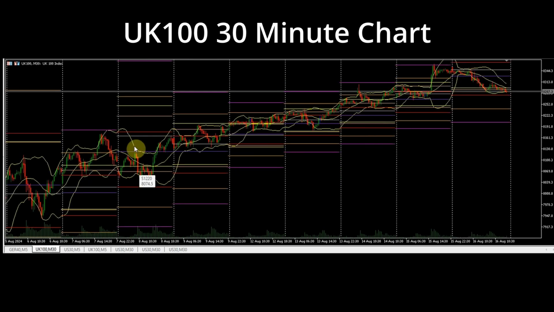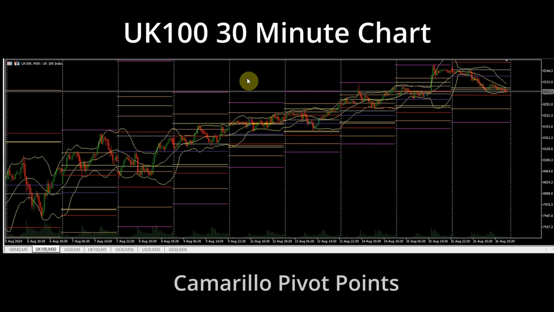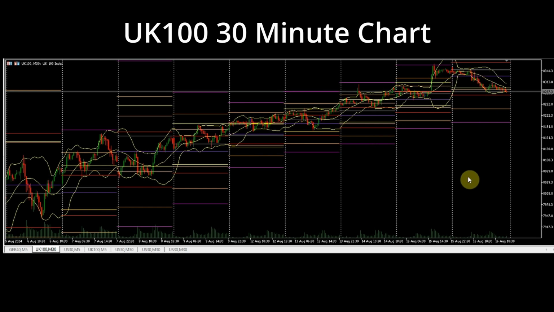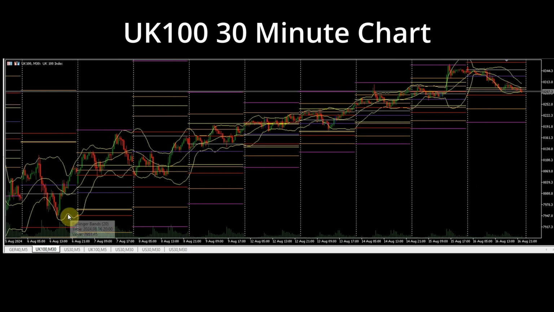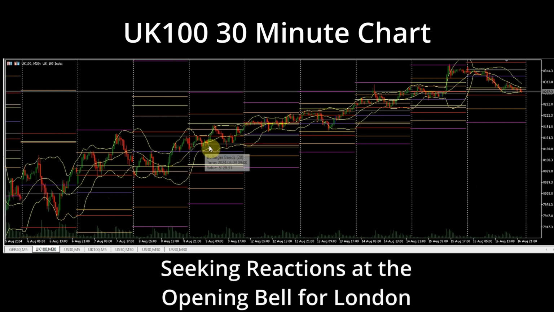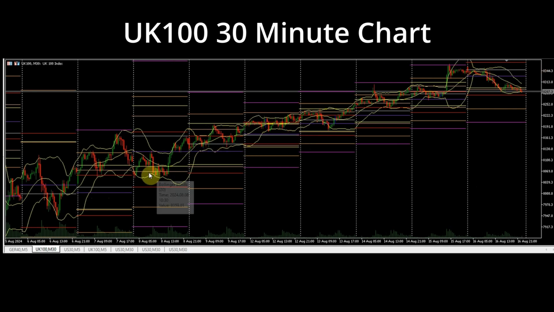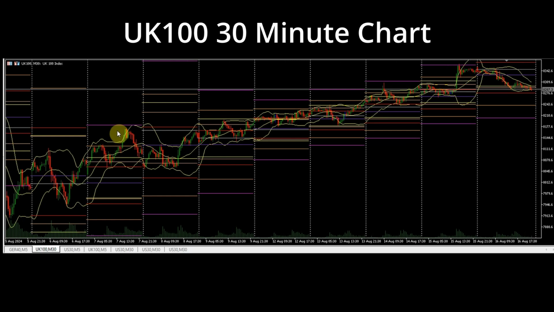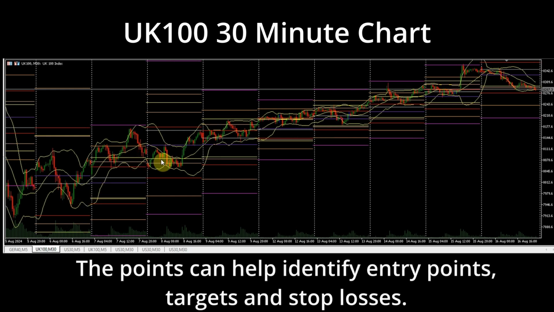I've got here on a 30-minute chart all of the previous levels that I've set out. These levels are the Camarilla pivot points, and I use them each day to try and determine what might happen, particularly at the opening bell for the London Open. We can see here that the market has been trending long, and often the market stays within these levels that are set out and often has some support and resistance off these levels. They form a very good guide as to entry points and targets. As you can see, a long bias would have suited this trading condition very well.